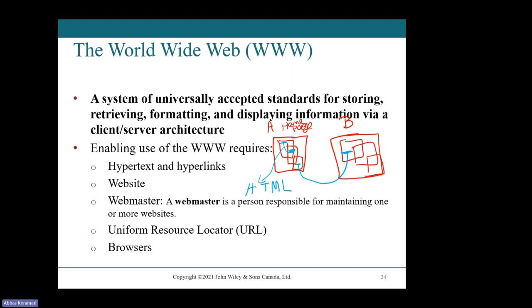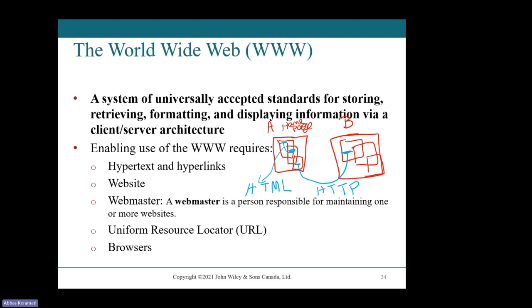page on another computer in a network, we have another protocol. This protocol is called HTTP, Hypertext Transfer Protocol, from one computer to another one, from one page to another page. So then hypertext and hyperlinks are one of the enablers. And then we have websites.